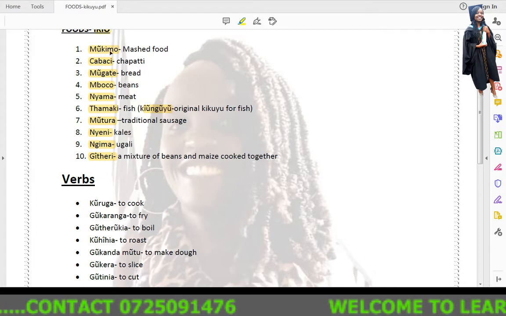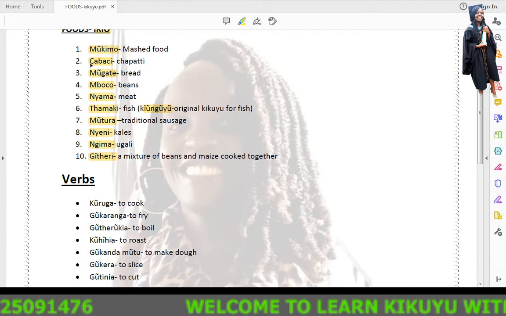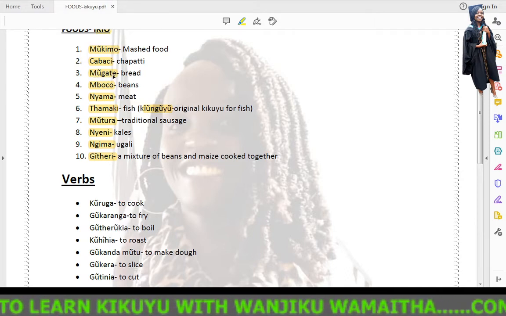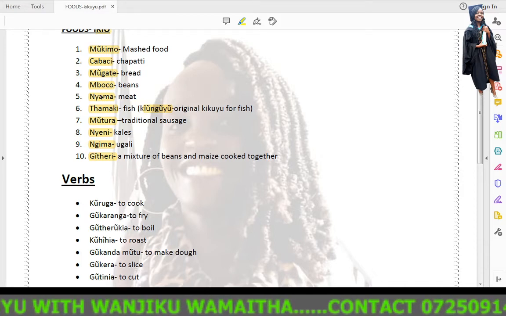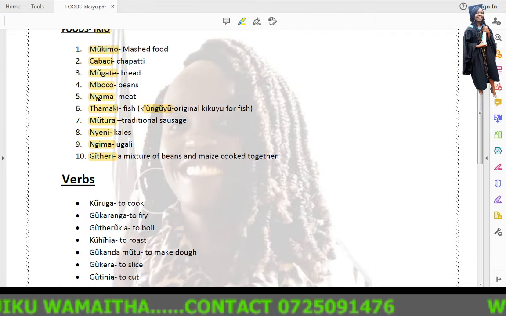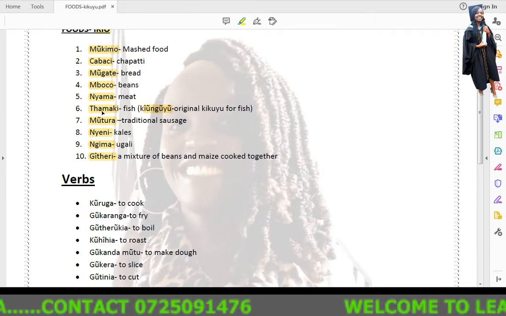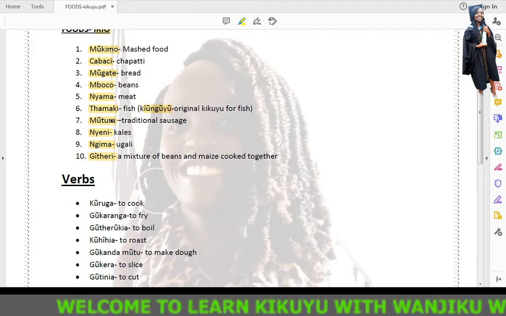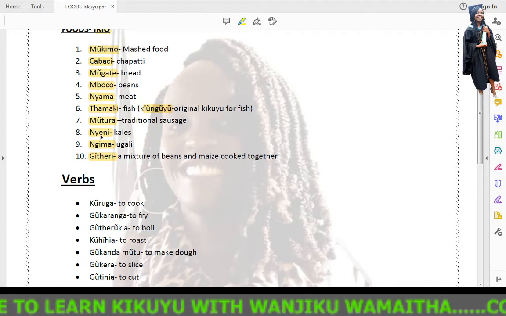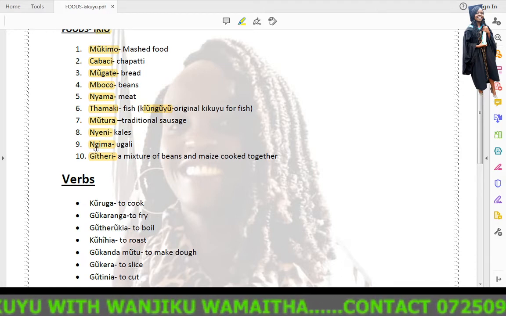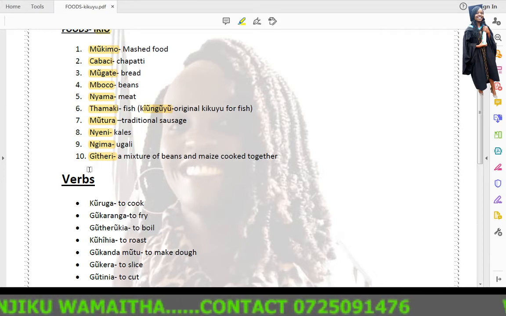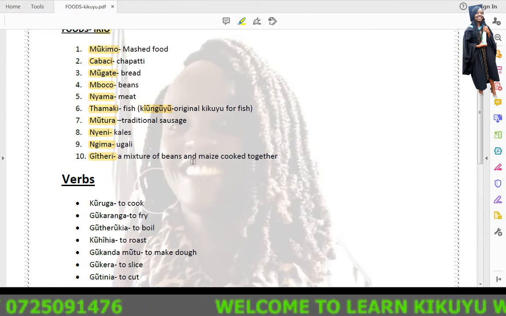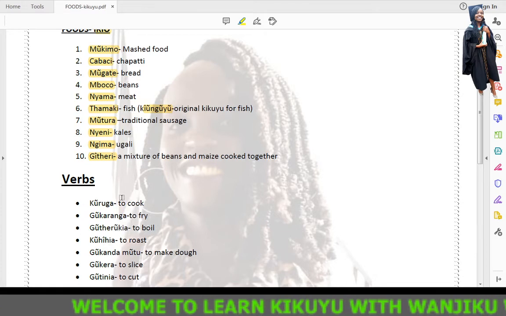So we go back to the types of food. We have said we have mokimo, safasi, mugate. I'm hoping you're reading with me. Bosho. Nyama. Tamaki. Motura. Nyeni. Gima. Yeveri. So those are the different types of food we have in Kikuyu, among many others.